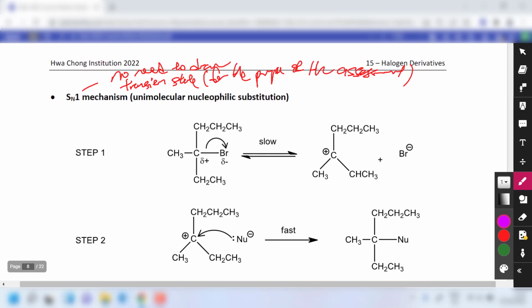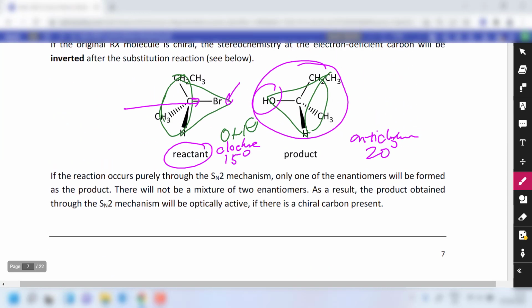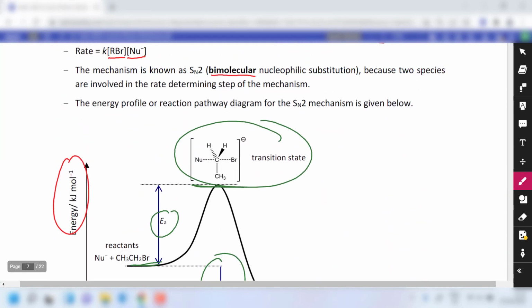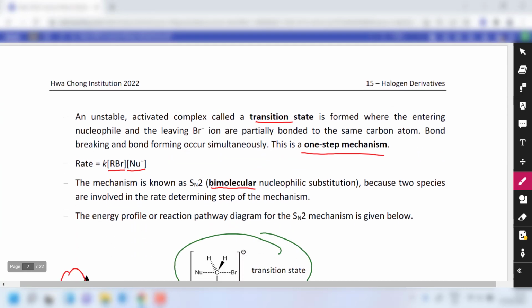So SN1 is first order with respect to the substrate. In this case, it will be just RBr, first order. Maybe I want to shift back a little bit. I want all of you to take note of one very important thing. Regardless of whether it is SN1 or SN2, the rate determining step involves the substrate for both of them.